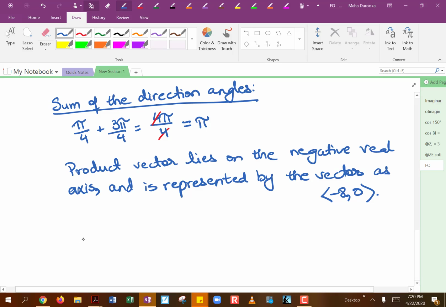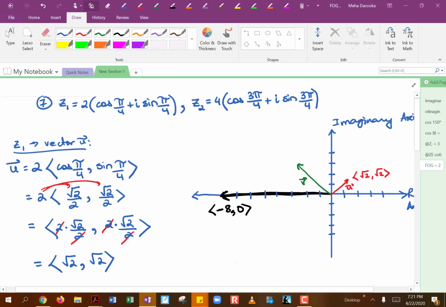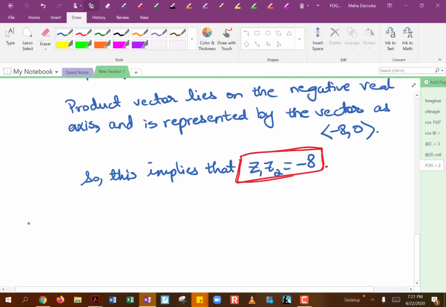If it's negative 8, 0, then z1 times z2 is going to give us a product of just negative 8, because that's on the real axis, it's not on the imaginary axis. So you're just looking at negative 8 as your product when we multiply these two complex numbers in trigonometric form. This was just to show you how the geometric form of the product rule works out for complex numbers in trigonometric form.